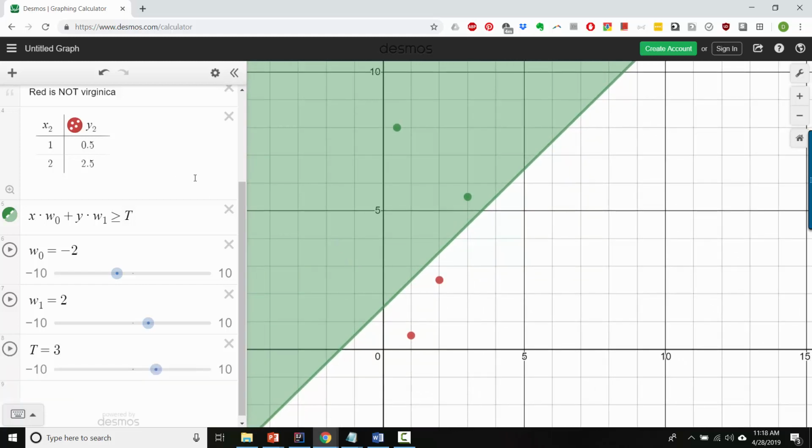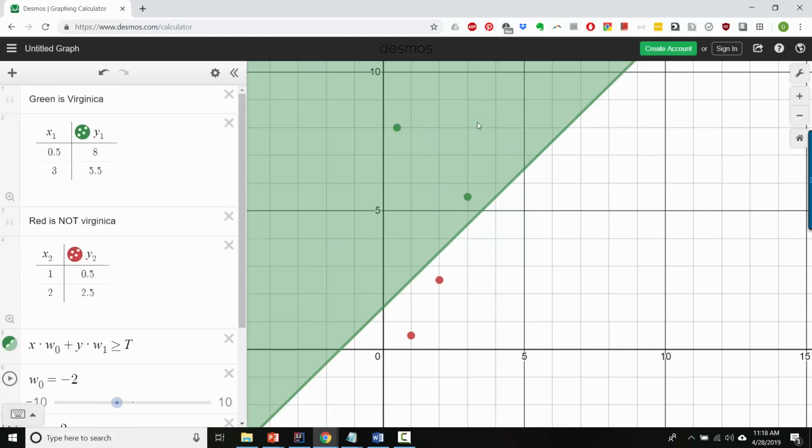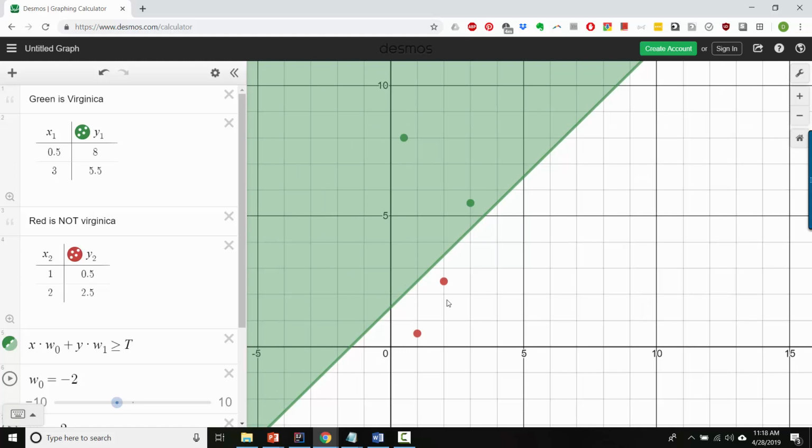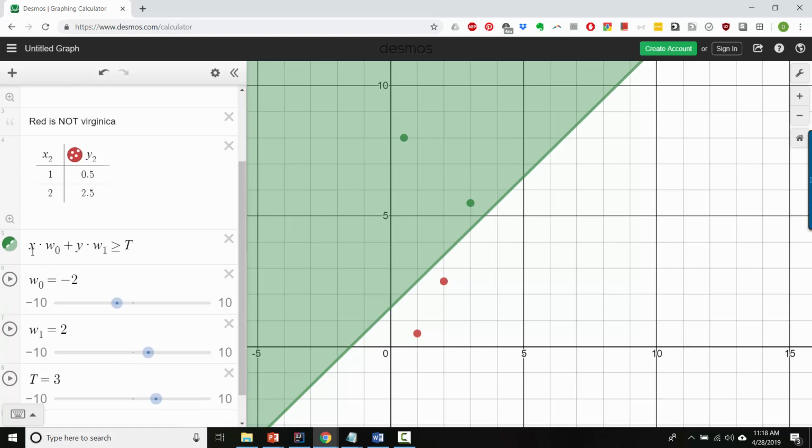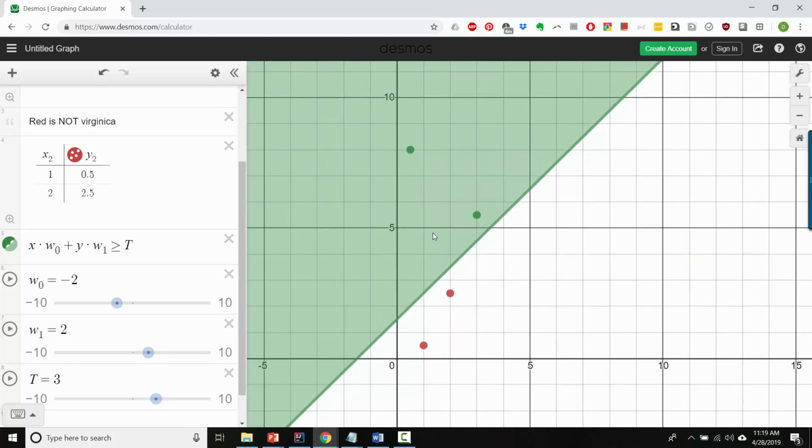Green are Virginica, and the section that's filled in is all of the xy coordinates that our perceptron would predict as being a Virginica. And why is that? It's because we're asking what xy coordinates would make this equation true. What xy coordinates are larger than the threshold when we multiply them by these numbers. So any xy coordinate that's larger than the threshold when we multiply them by the numbers is in this upper section. So we call this a half plane because the line divides the plane into two parts, and this is the upper half.